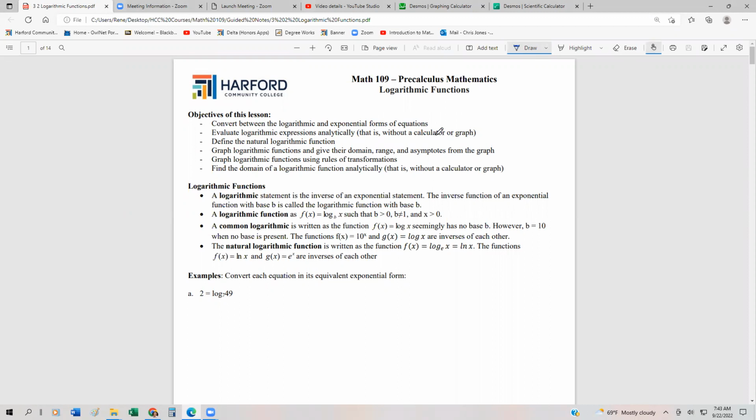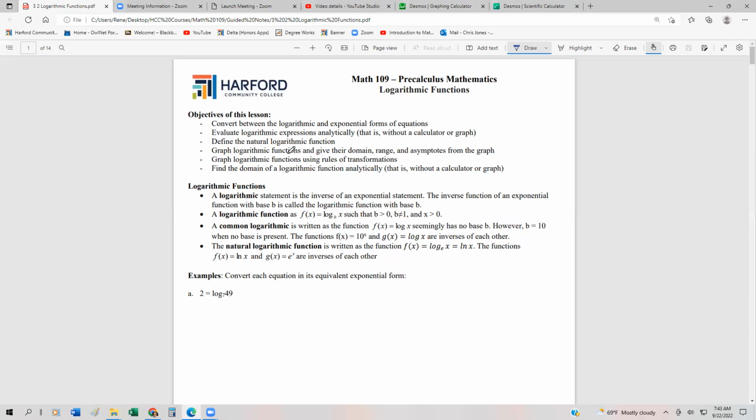That is, we're not going to use a calculator or a graph. We're going to define the natural logarithmic function. We're going to graph log functions and give domains, ranges, and asymptotes, just like we did for exponential functions. We're going to graph log functions using rules of transformation, just like we did for exponential. And then finally, we're going to find the domain of a logarithmic function analytically.